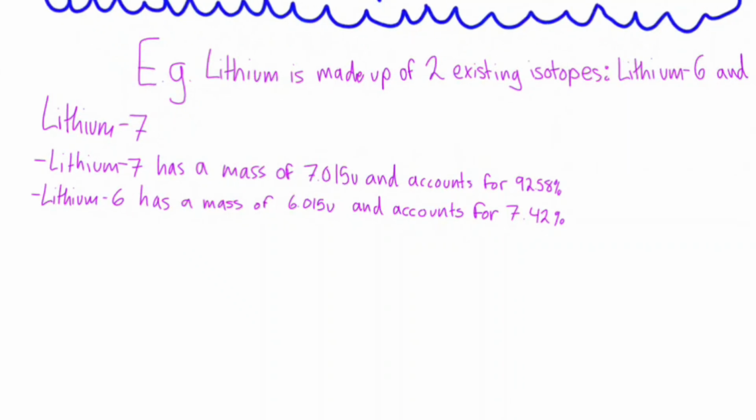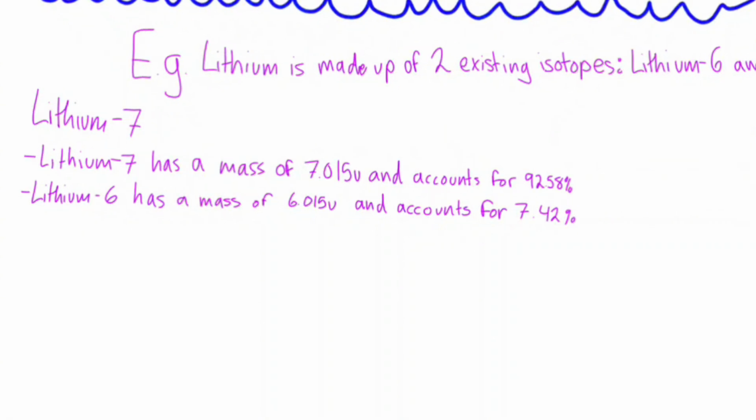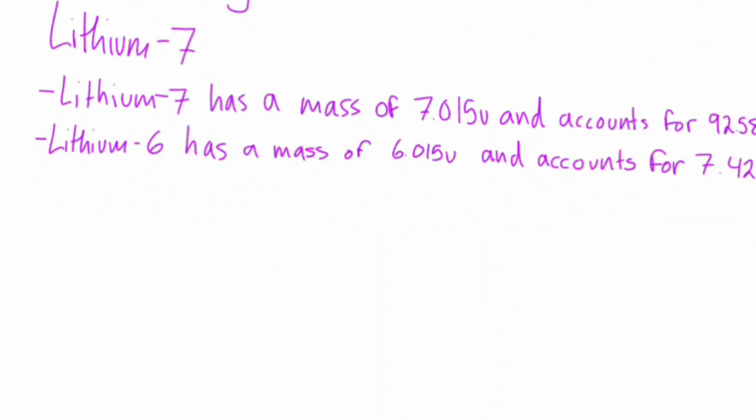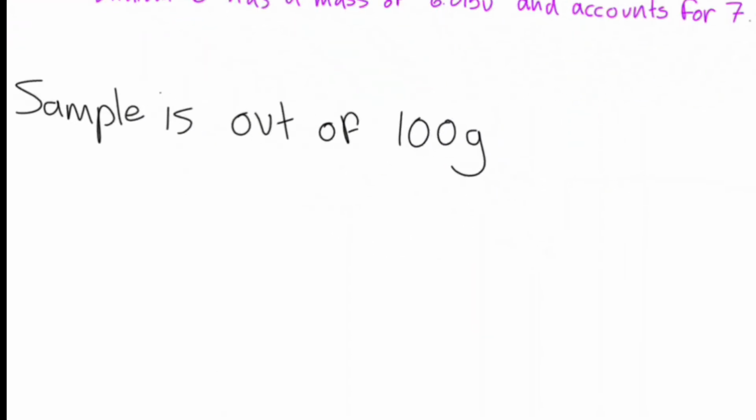An example. Lithium is made up of two existing isotopes, lithium-6 and lithium-7. Lithium-7 has a mass of 7.015 u and accounts for 92.58%. Lithium-6 has a mass of 6.015 u and accounts for 7.42%. So let's do the math on this. We know we're going to have to state that the sample is out of 100 grams.